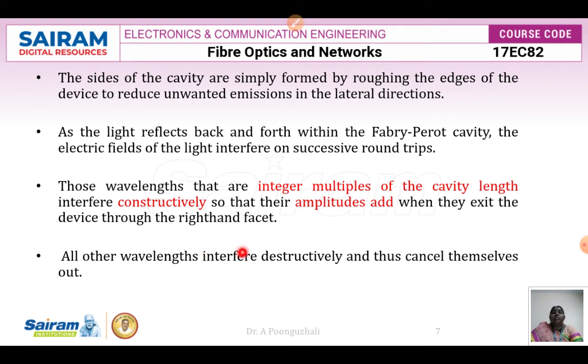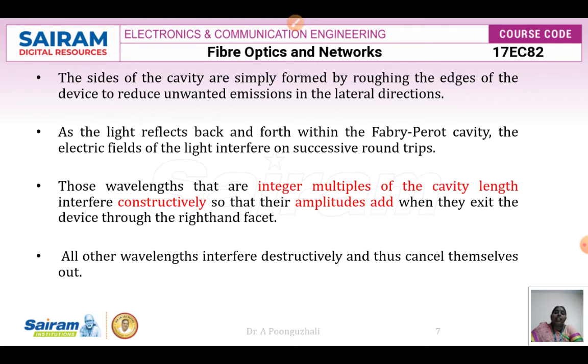So as the light is reflected back and forth within the Fabry-Perot cavity, the electric fields of the light interfering on the successive round trips get added up. Here in this case, those wavelengths which are integer multiples of the cavity length will interfere constructively, so that their amplitudes will get added up when they exit from the device through the right hand facet. All the other wavelengths will interfere destructively and thus cancel themselves out.